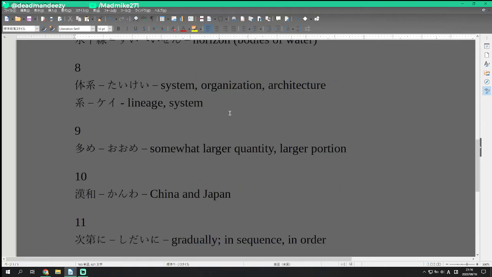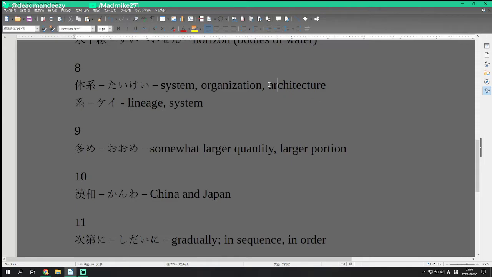Number 8 is taikei. Tai on the left side is a body, and kei on the right side is our new kanji for a lineage or a system. So a body of something, and its system, a system of a body, is an organization, system, or architecture. I like architecture for this one, but not in the kind of building sense.